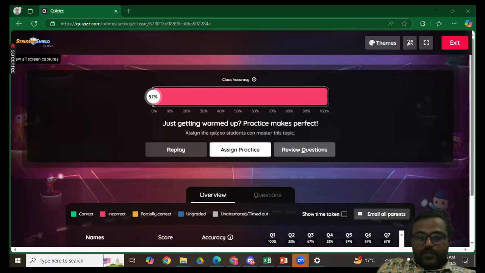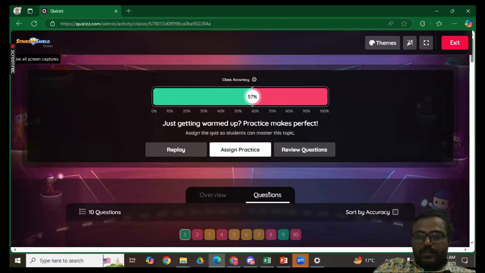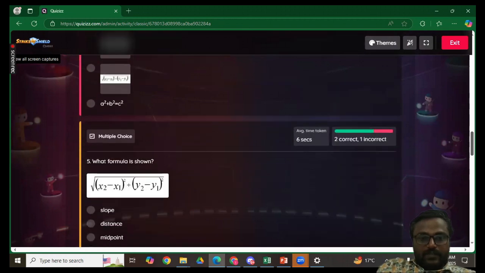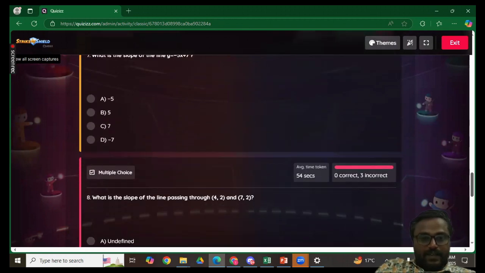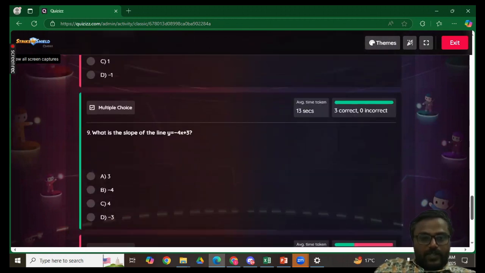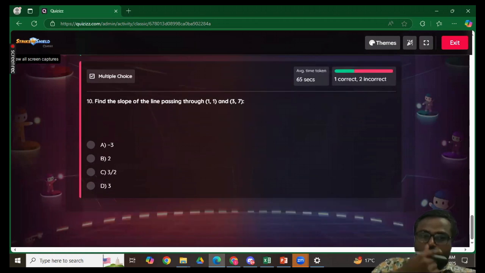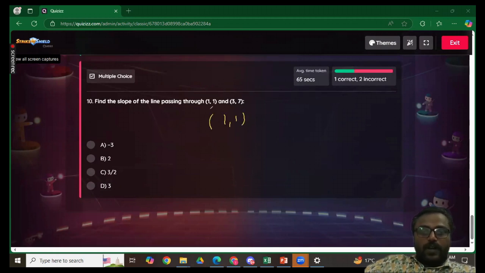I was just going through the last question. I'll solve it so that if someone is going through the recording, they will understand it, and then we can end the class after that. So let me take you to the last question. Find the slope of the line passing through (1, 1) and (3, 7). I'll name these x1, y1, x2, y2.